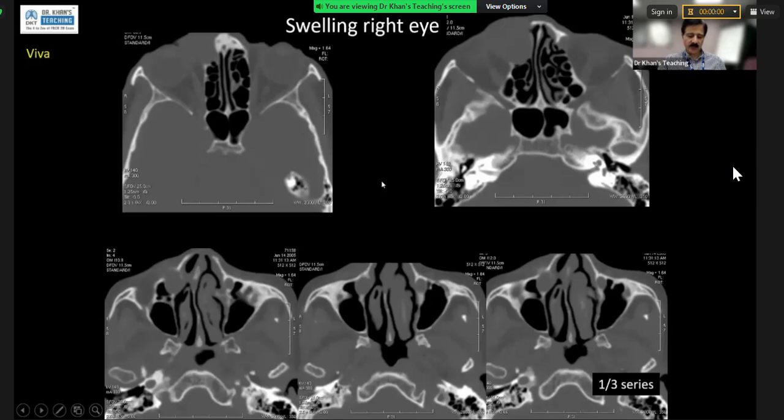Hint. It's an anatomy thing. If you see here, compare right and left. What is happening here? And what is this? Nasolacrimal duct is dilated, so this could be a dacryocystocele.